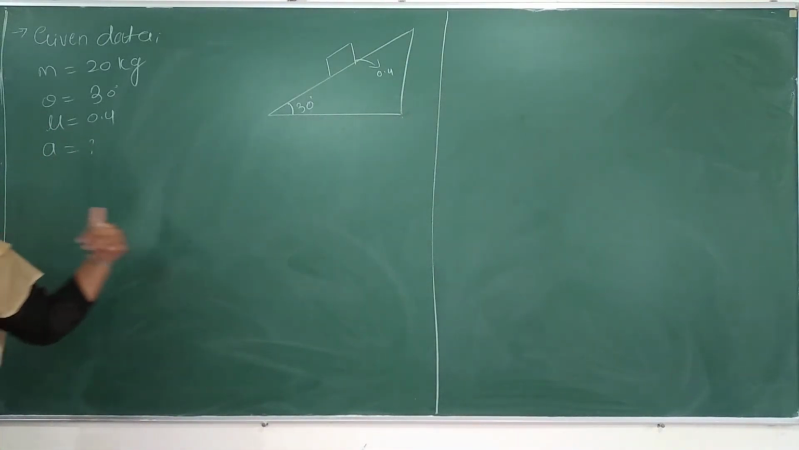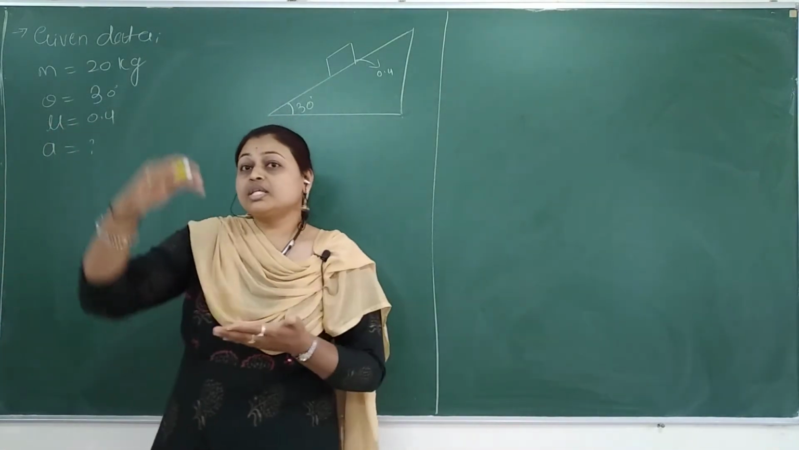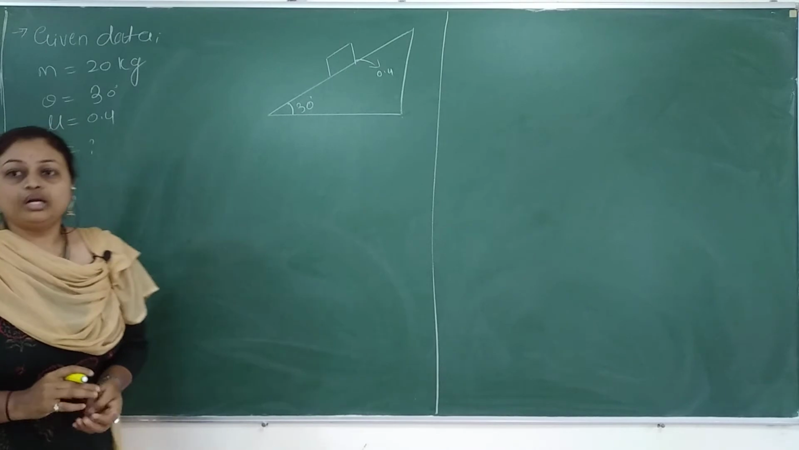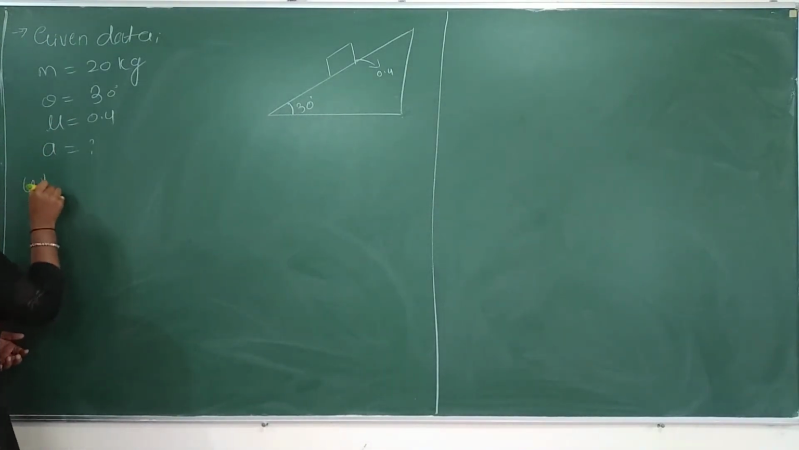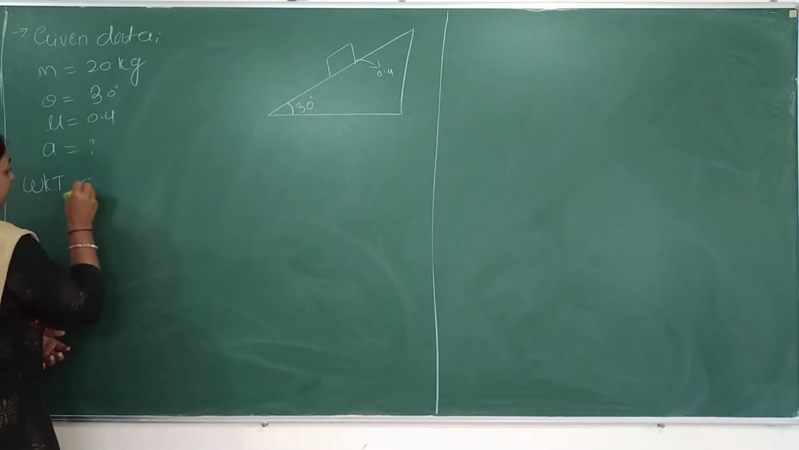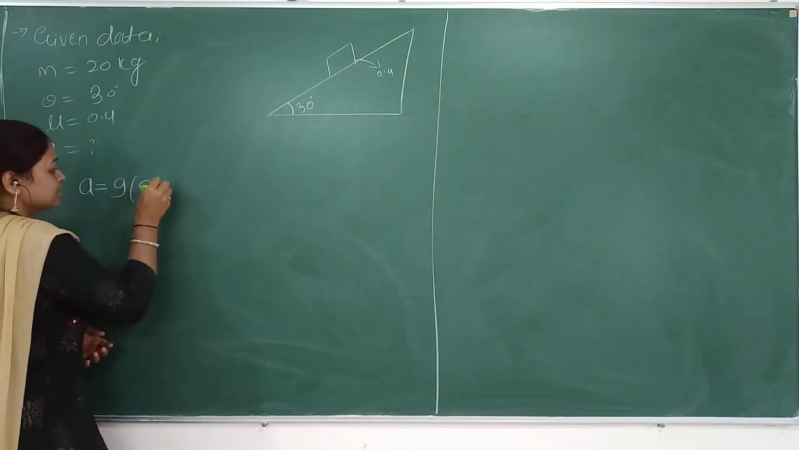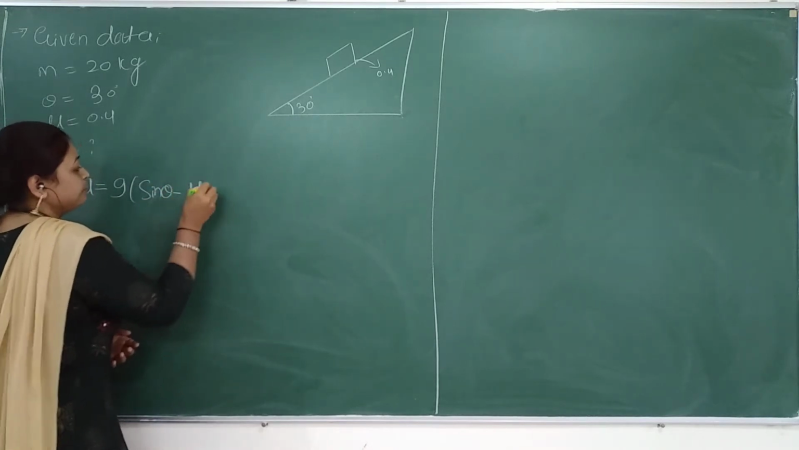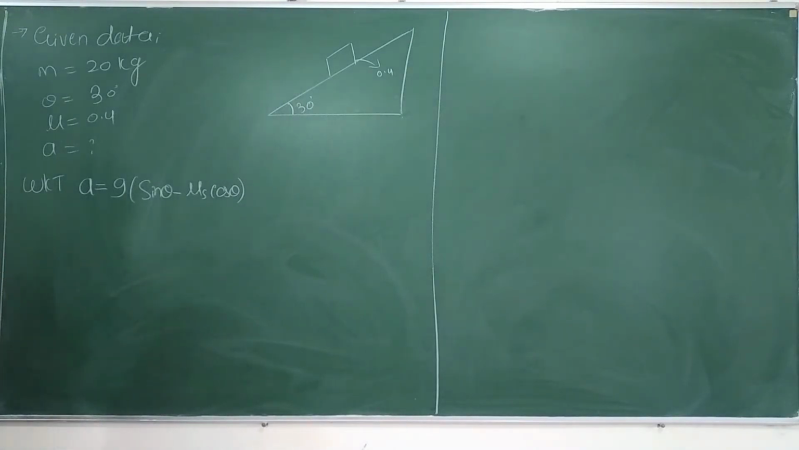What is the formula to find out the acceleration? Who will answer? If the box is sliding downward, there is a formula. What is that? We know the formula: acceleration a is equal to g into sin theta minus mu s into cos theta. Then a formula. Dear students, reply me.